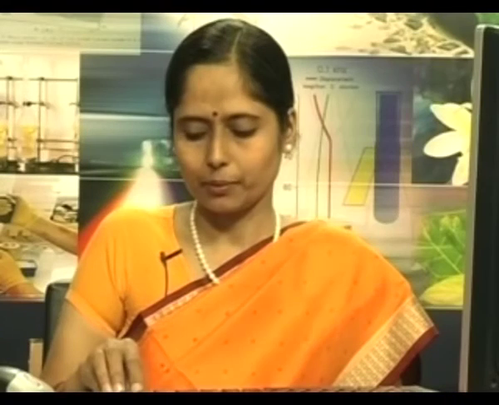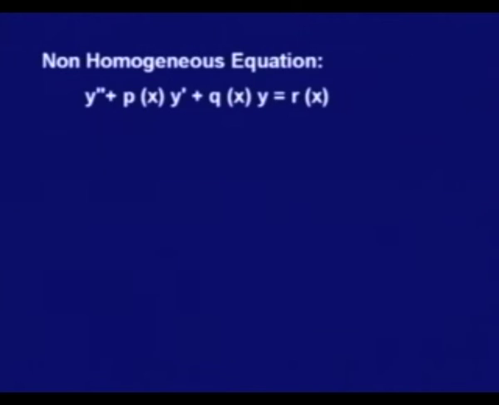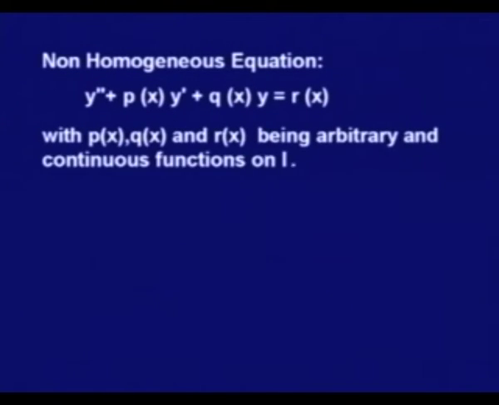How is this method working, or what is this method? Let us say a non-homogeneous equation y double dash plus p(x) y dash plus q(x) y is equal to r(x), where p(x), q(x) and r(x) are arbitrary, but continuous only. That is, we require the condition only that these coefficients and the right hand side have to be continuous on some interval I.